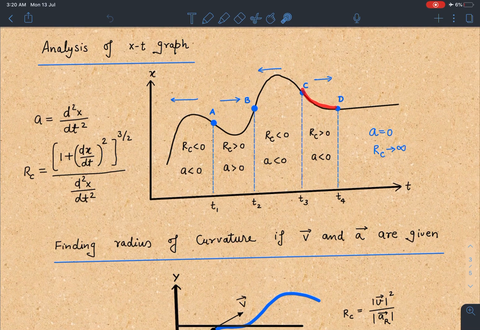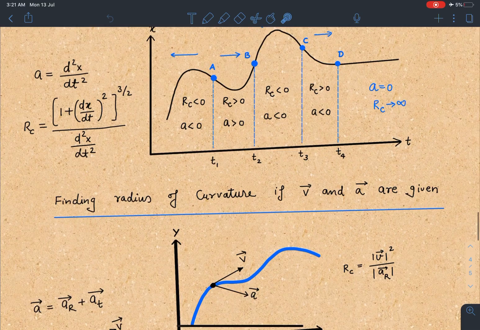Similarly for C to D, now I can say this circle will lie above the curve, so its radius of curvature is positive, or acceleration is positive. Here there is a mistake I have made here. This is going to be positive. Okay, now here this part of the graph is constant, so I can say acceleration is going to be 0, or this radius of curvature, since it is flat, will be approaching infinity. So by using the radius of curvature concept, we can comment on the xt graph also.